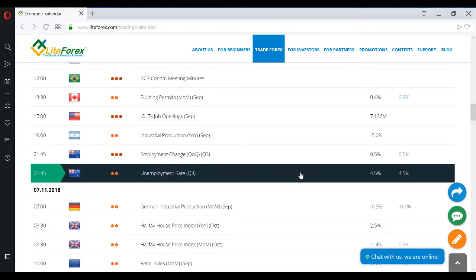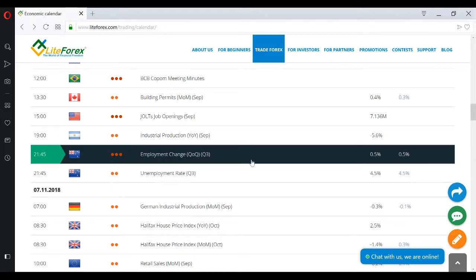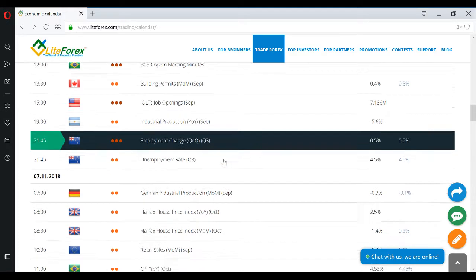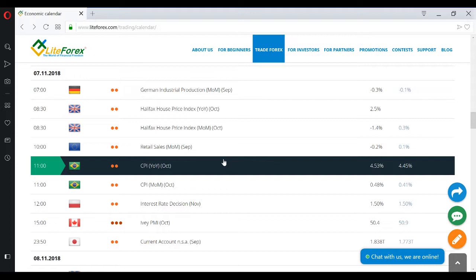And other data includes, late on Tuesday, early on Wednesday, according to the time measurements you have, New Zealand will release employment figures, an important data for the New Zealand currency.